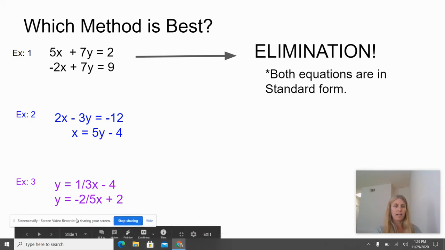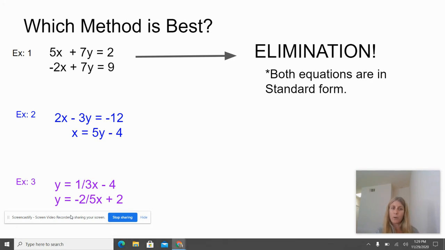Now, we're going to go ahead and take a look at example 2. We have one equation in standard form, 2x minus 3y equals negative 12, and one equation that's x equals 5y minus 4. So let's think, which one would this best fit? I hope you're thinking about substitution. Whenever we have one of our equations in x equal or y equal form, we know that we can rewrite the other equation and put what that is equal to in place of that variable.